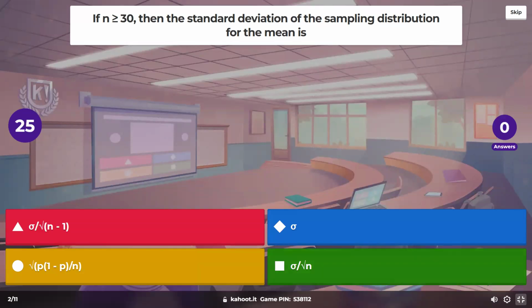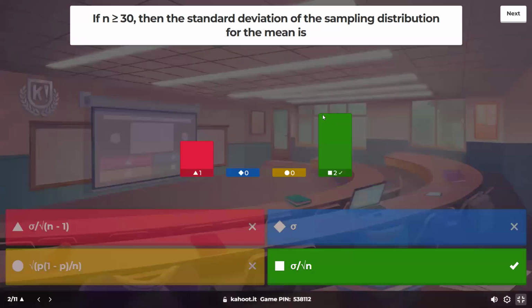Which formula do we use there? Yep, it's the green one. Standard deviation divided by the square root of n. You were so close over here if you chose red.